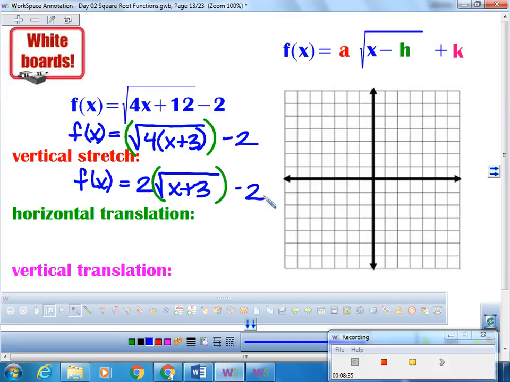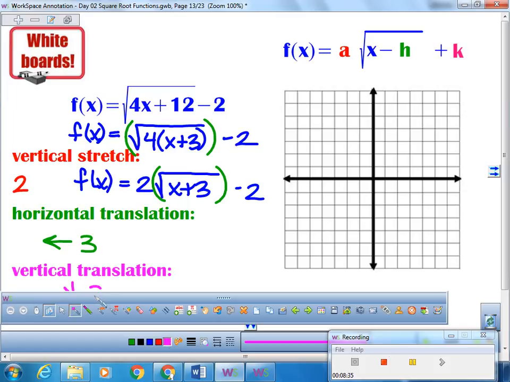The square root of 4 is 2. Make sense? Okay, so I have a vertical stretch of 2. I have a horizontal translation of 3 in the negative direction, and I have a vertical translation down 2.